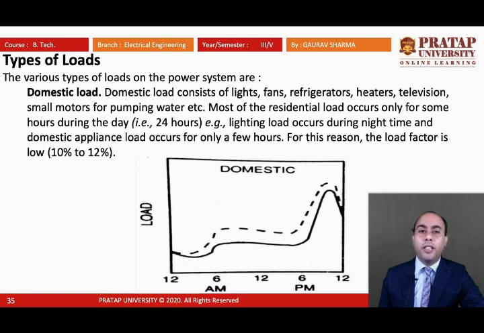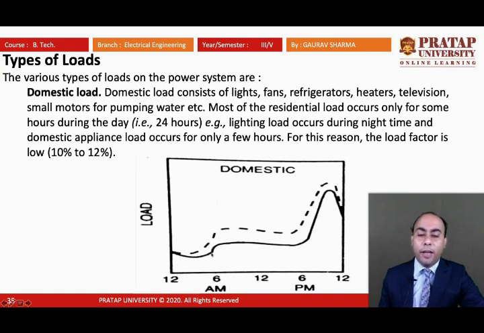Most of the residential load occurs only for some hours during the day. We have one graphical representation of the domestic load curve. After 12 at night we are consuming less load, and at 6 a.m. in the morning we are consuming more, because at night we are sleeping, and at 6 a.m.